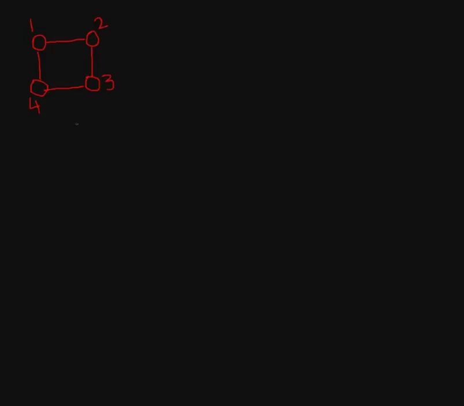But for now, let's focus on this graph. So an important question is, how can we represent this graph in programming? And now there are multiple ways to do this. One of those ways is something called an adjacency matrix.